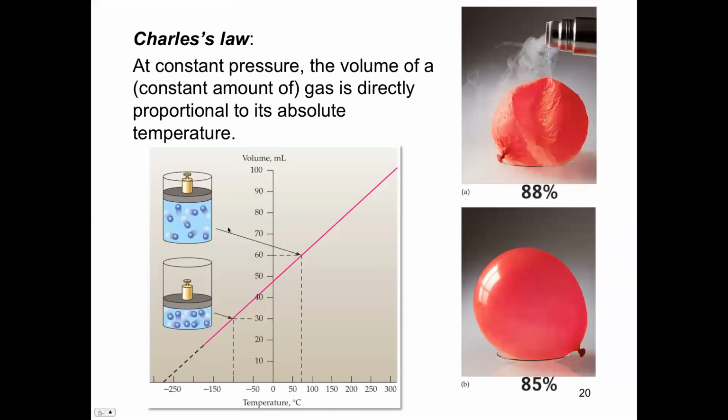This is when you have V1 over T1 equal to V2 over T2. Here, the temperature has to be measured in Kelvin, or in centigrade. If you have a constant pressure and you lower the temperature, the volume is going to decrease, and that's shown here. You put liquid nitrogen on this balloon, so you're cooling the air inside, and even though it's got a certain amount of pressure, the volume that it occupies is going to decrease. Then as it warms up again, it will fill the balloon again. That's the idea here.